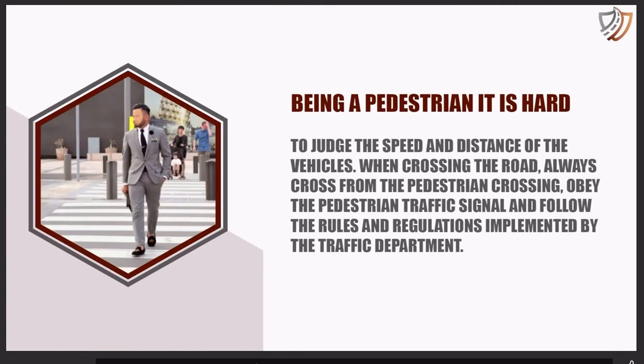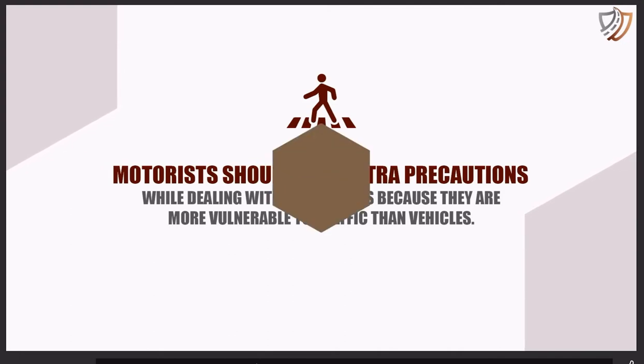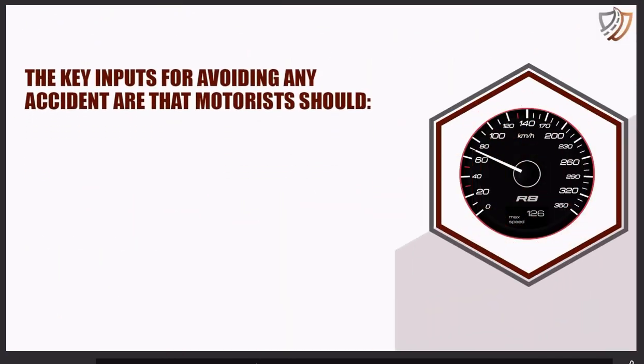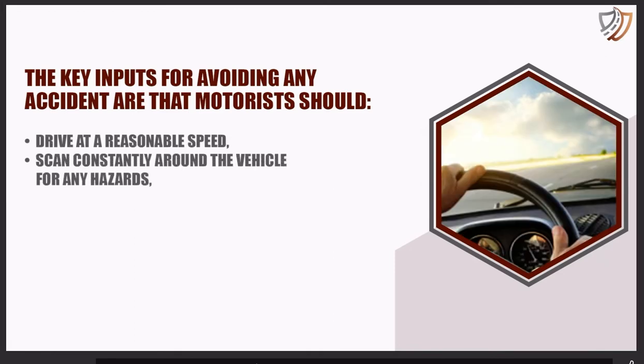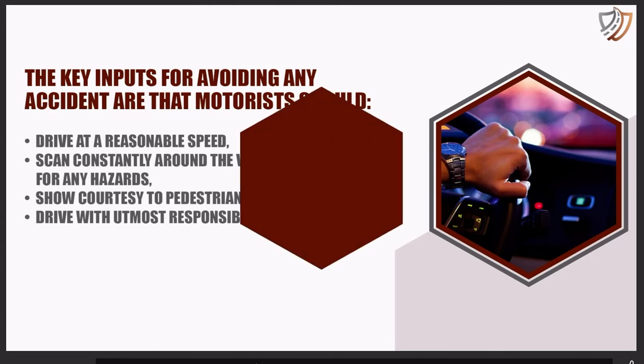Being a pedestrian, it is hard to judge the speed and distance of the vehicles. When crossing the road, always cross from the pedestrian crossing, obey the pedestrian traffic signal, and follow the rules and regulations implemented by the traffic department. Motorists should take extra precautions while dealing with pedestrians because they are more vulnerable to traffic than vehicles. The key inputs for avoiding any accident are that motorists should drive at a reasonable speed, scan constantly around the vehicle for any hazards, show courtesy to pedestrians, and drive with utmost responsibility.